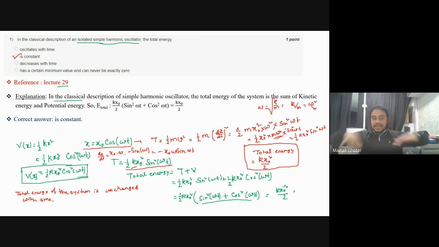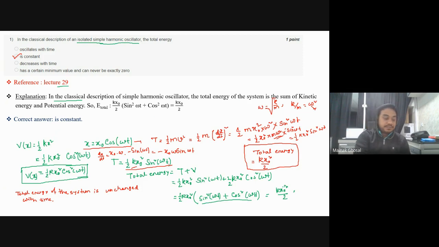So if you take the total energy, T plus V, your total energy should be half k x0 square, which is independent of time. So the total energy will not change with time and is constant.